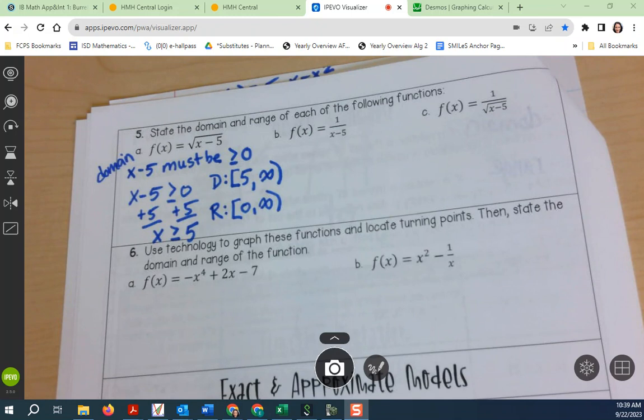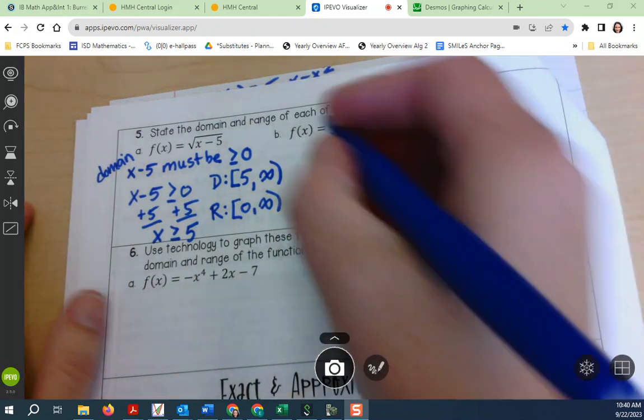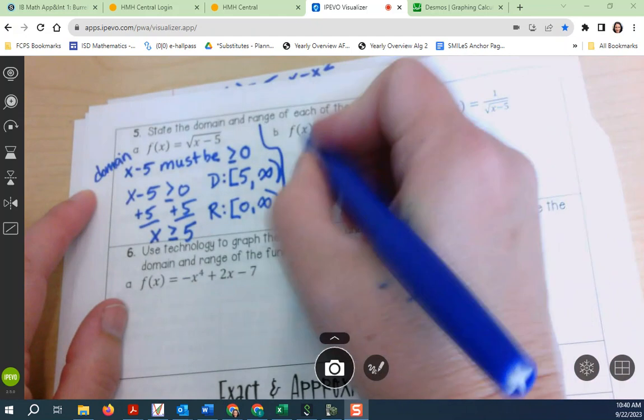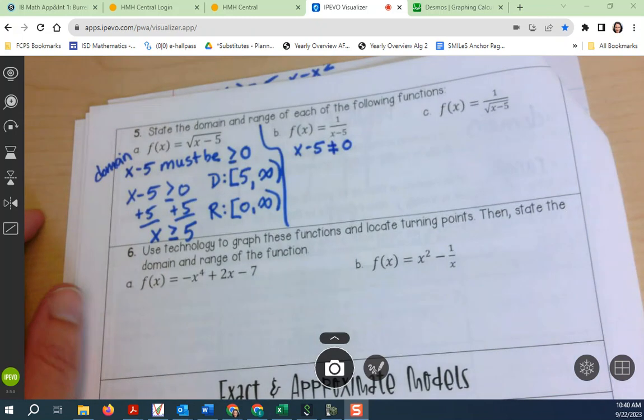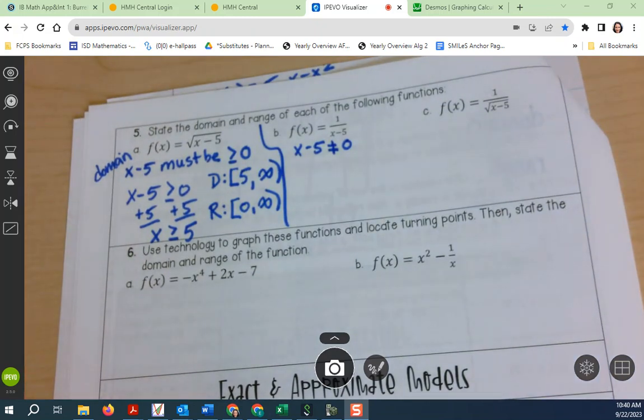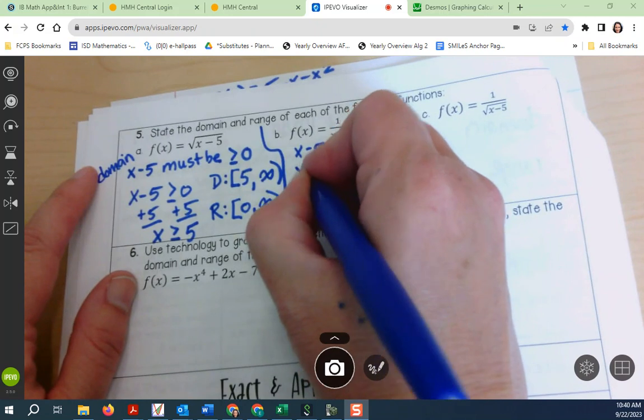All right, in B, it's a different rule. You are allowed to divide by a negative number, right? We do that all the time. 1 divided by a negative number, we can do that. But what number are you not allowed to divide by? 0, okay? So there's only one number your denominator can't equal, and that is 0. So x minus 5 in this case cannot equal 0. So that means x can't equal what number? 5. x can be any number in the world except for 5.